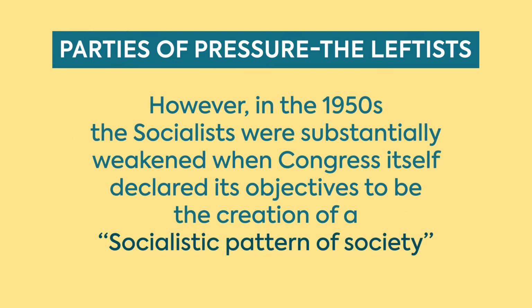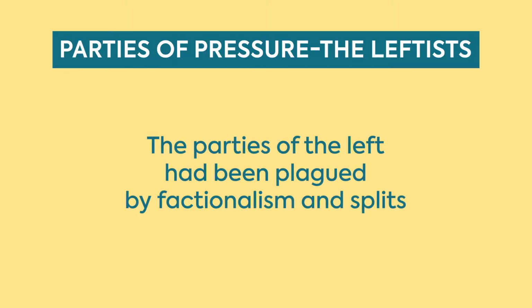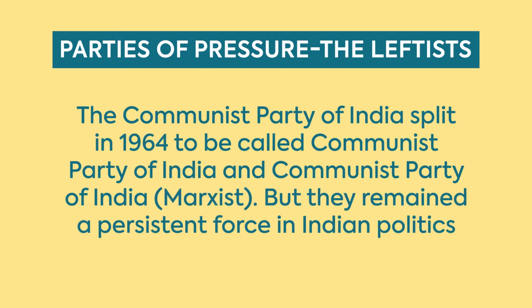However, in the 1950s, the socialists were substantially weakened when Congress itself declared that its objective was the creation of a socialist pattern of society. So now Congress itself adopted the role of development of a socialist system of Indian society. The parties of the left have been plagued by factionalism and splits. The Communist Party of India split in 1964 to form the CPIM, Communist Party of India Marxist, but please note that CPI and CPIM remained a distinct force in Indian politics in the later years.